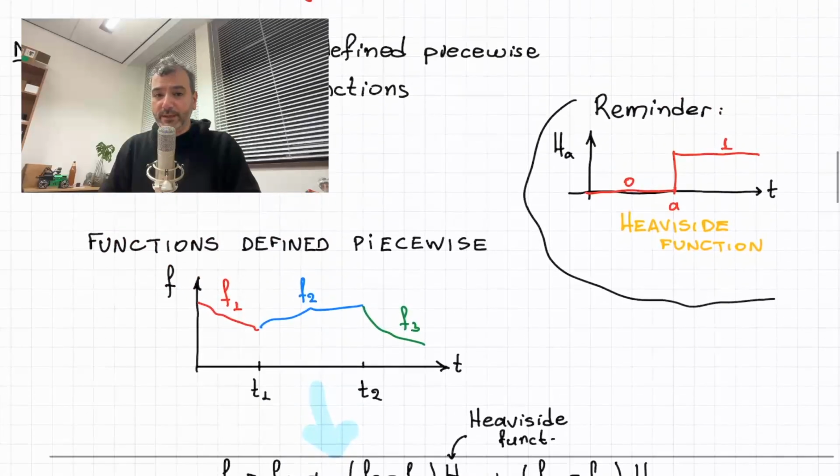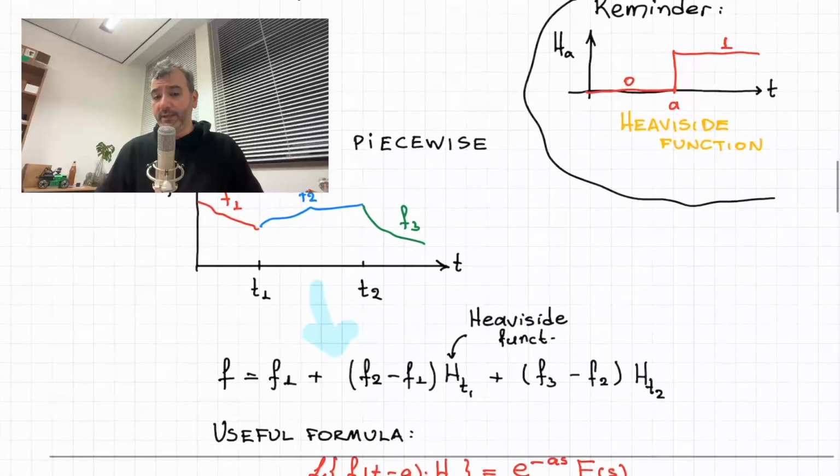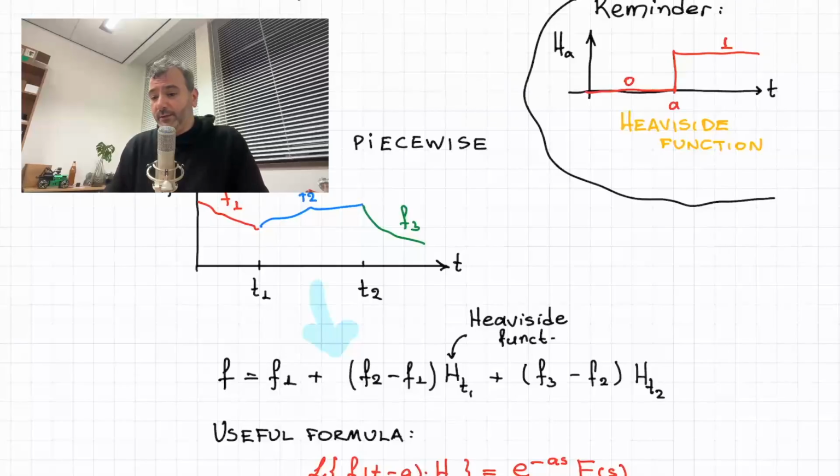Now, a function defined piecewise is a function where, say, up until time t1, it is given by a formula f1. Then next, it is given by a formula f2 between times t1 and t2. And lastly, it is given by a formula f3. Now, these functions can be written down in a very elegant way. You can write your function f as the first function, plus second minus first times the Heaviside at time t1, and you continue like this. Third minus second times Heaviside at time t2. We'll see an example in a moment.